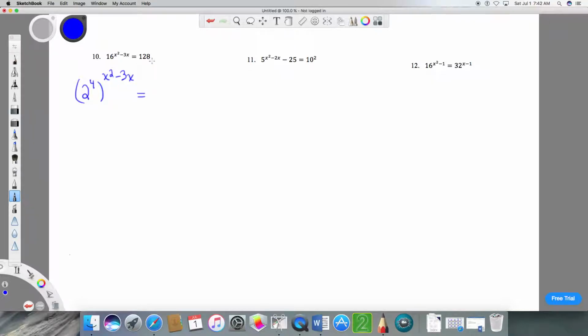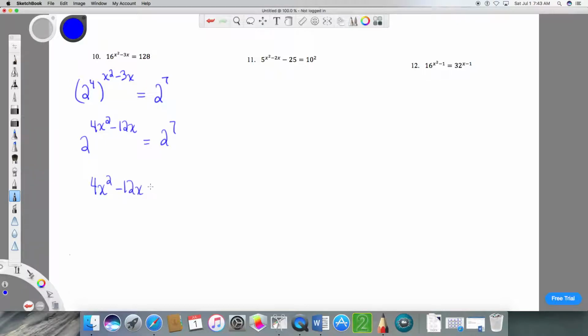and I rewrite 128 as 2 to the 7th power, then I can work towards getting a common base of 2. On the left-hand side, I have a power raised to a power, so I multiply the exponents. So I have 2 raised to the 4x squared minus 12x is equal to 2 to the 7th. Now, it's not because the 2's cancel, but exponential functions are one-to-one functions. So if the numbers are the same and the bases are the same, then the exponents have to be the same.